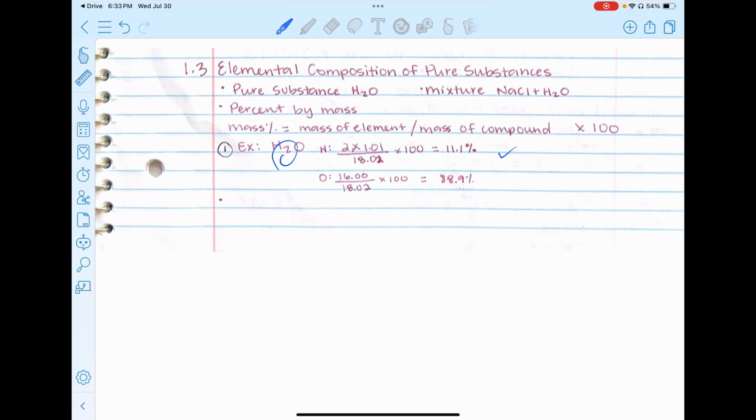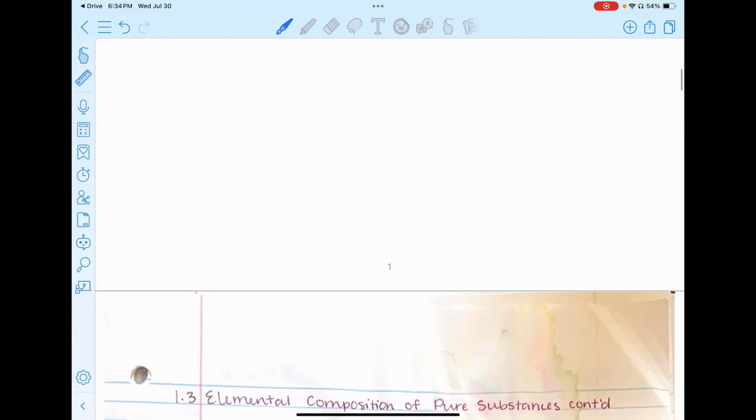Now, if we do the same thing for oxygen, there's only 1 oxygen, so the oxygen part would be 16 divided by the total mass of the H2O molecule, which would be 18.02. So we end up with 88.9% here. Since H2O is composed of only 2 elements, 2 hydrogens and 1 oxygen, what percentage should we get if we add those 2 together? If we're looking for the percent by mass, it should add up to be 100%, or very, very close to 100. Could be a bit off with rounding, but we should be very, very close. And that is example 1.